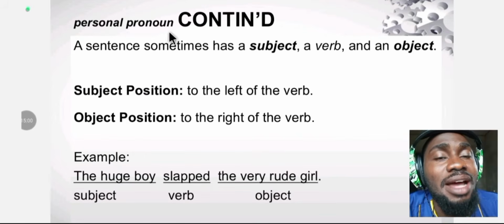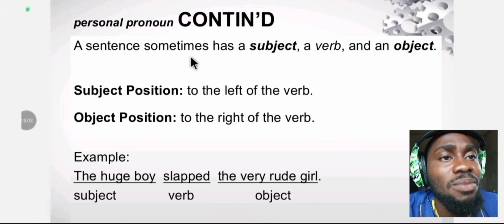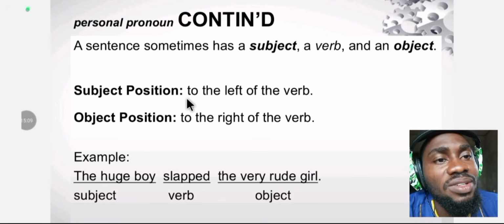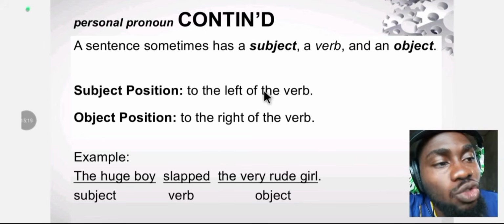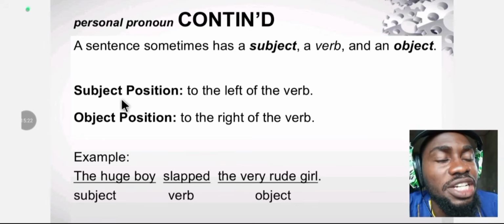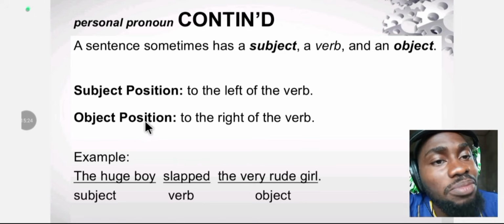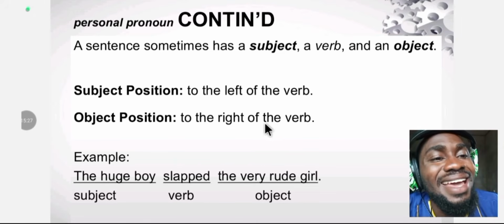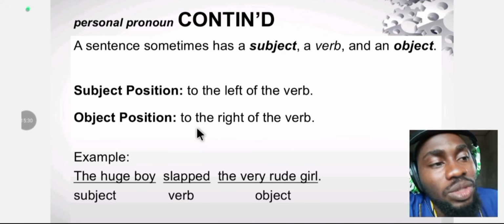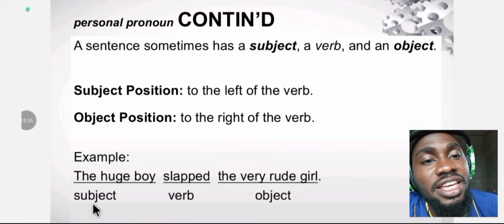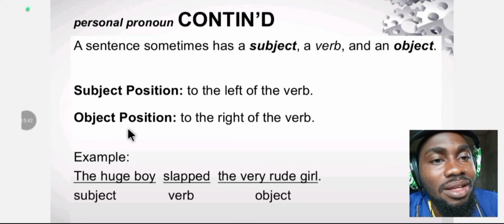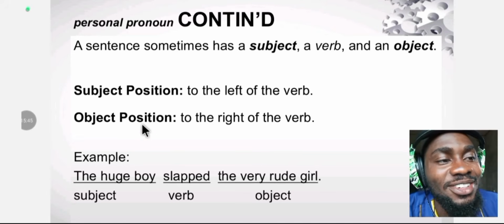Still under personal pronouns, a sentence sometimes has a subject, a verb, and an object. Subject position is to the left of the verb. Everything you have before the verb on the left-hand side is the subject position. Then the object position is to the right side of the verb. Everything you have after the verb in a sentence is the object position. Never forget that. Left side, subject; right side, object in a sentence.